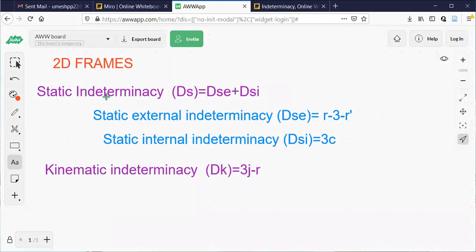So can you see these 2D frames and all here? Is it visible? Yes, sir. Red color 2D frames you can see now. Red color.